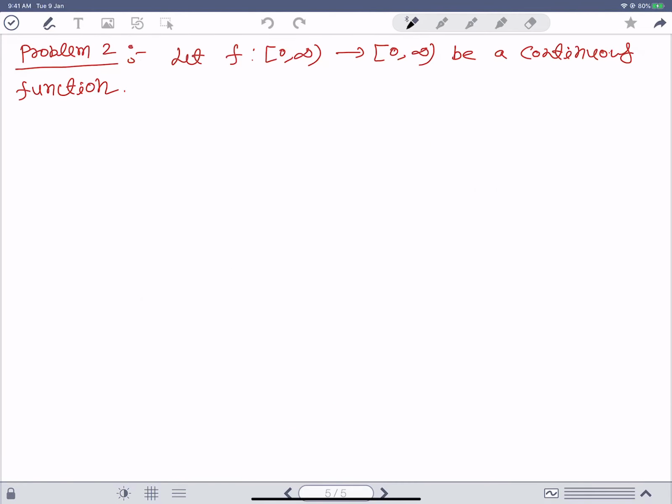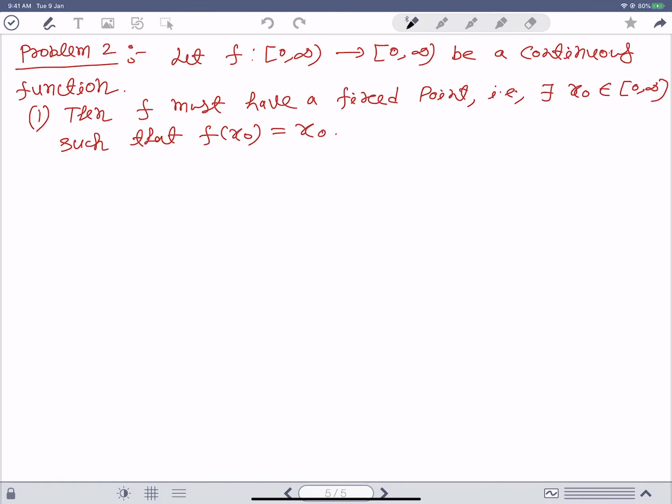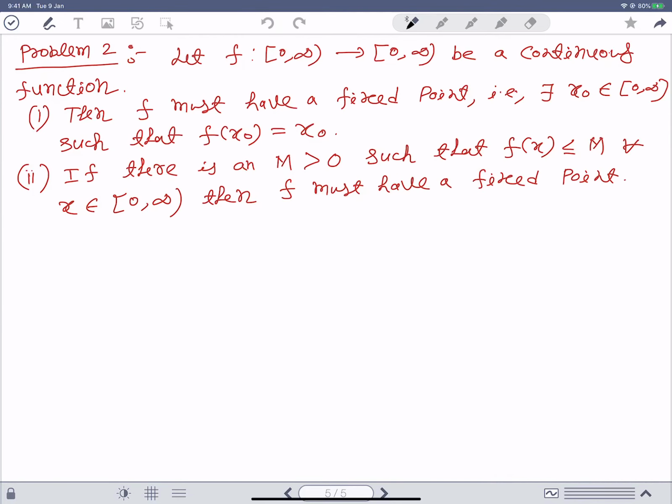Now consider the following problem. Let f be a continuous function from [0,infinity) to [0,infinity). Then is it true that f must have a fixed point? That means there exists a point x0 such that f of x0 equals x0. And the second problem is, if there is a point m such that f of x is less than or equal to m for all x, then can we say that f has a fixed point? Okay, so we shall ask this problem.